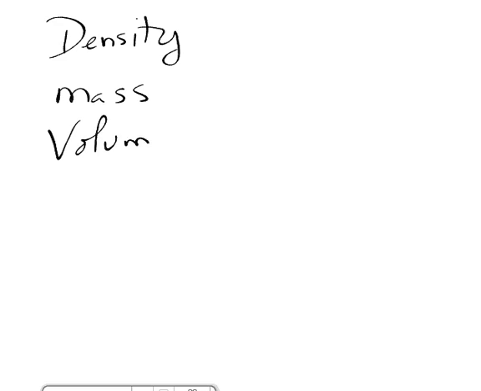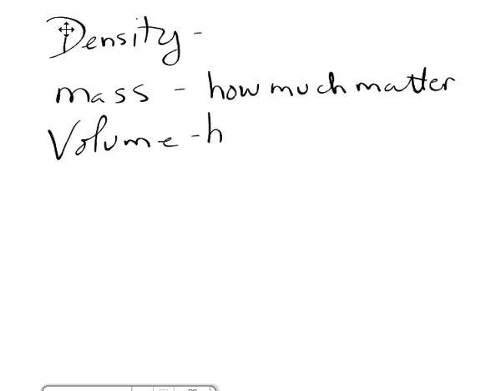A lot of students still confuse density with mass or volume. I've done this in class once, but what's the difference? So mass is how much stuff, how much matter is there. Volume is how much space something takes up.